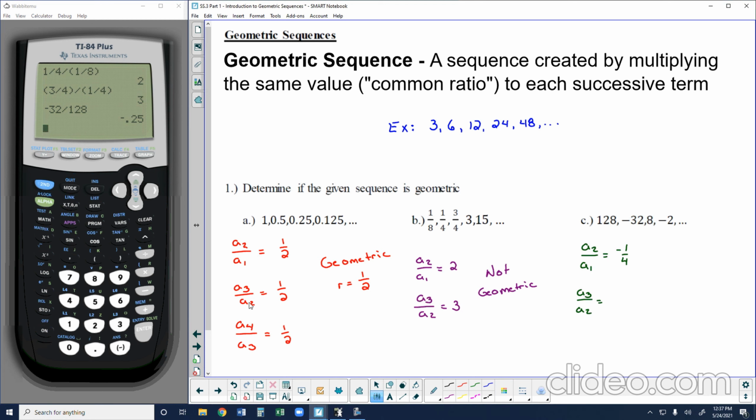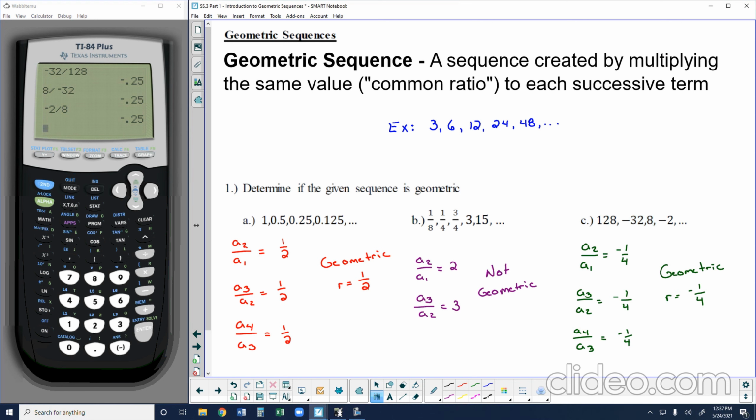If I continue this pattern, I'd have 8 divided by negative 32. That is the third term divided by the second term, and that is 1/4. I could do the fourth term as well, divided by the third term. So I'm going to do negative 2 divided by 8, and that's going to turn out to be negative 1/4. And so this is a geometric sequence, and it has the ratio of negative 1/4.